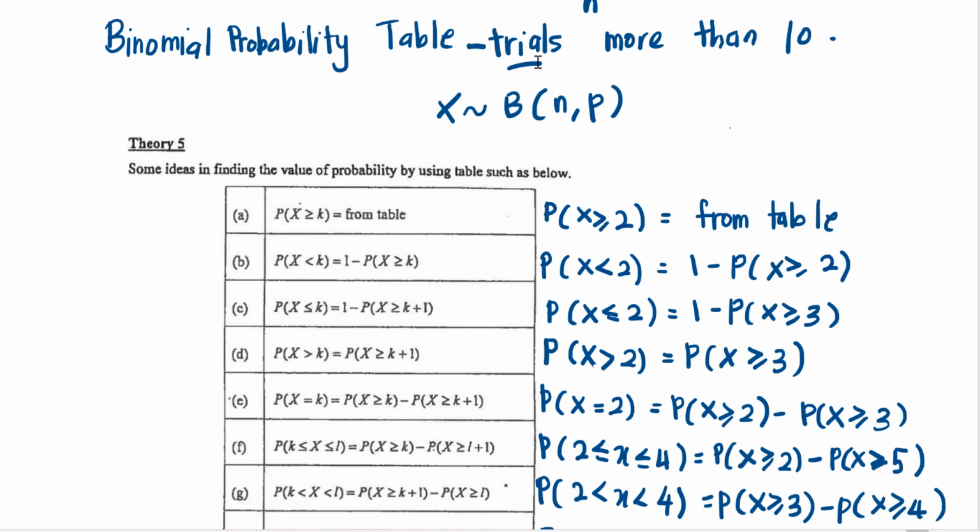For this binomial probability table, we can get the probability when you have x greater than or equal to k. If you find this probability, you can get the answer straight from the table. For example, when we are looking for the probability x greater than or equal to 2, we can get the answer straight from the table. Now we look at the binomial probability table. This Table 1 is the binomial probability table, again with P and also N.